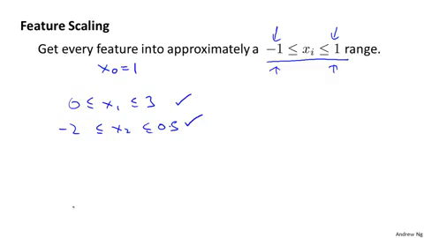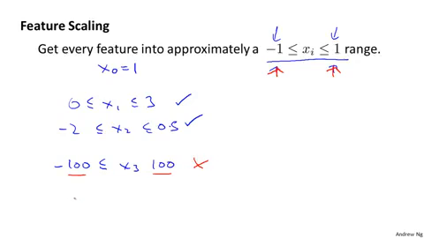It's only if you have a different feature, say x3, that ranges from -100 to +100, then this is a very different range of values than -1 and +1. So this might be a less well-scaled feature.